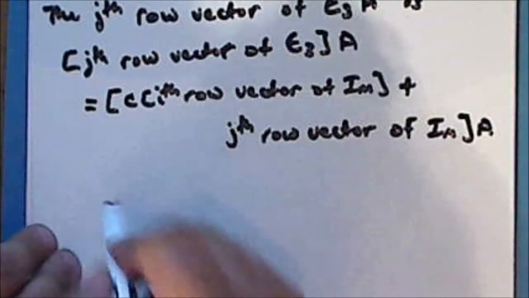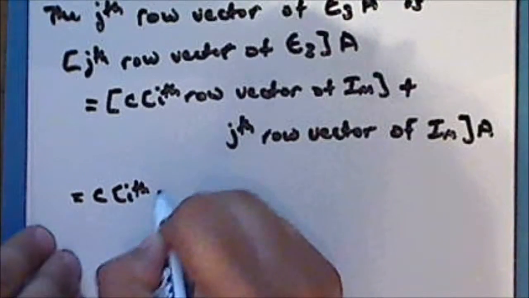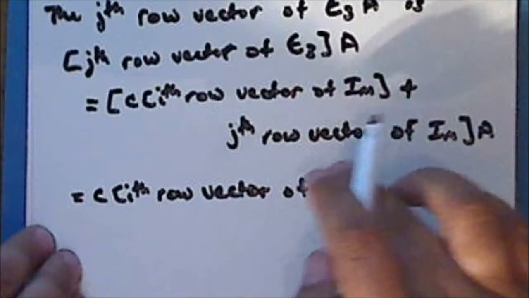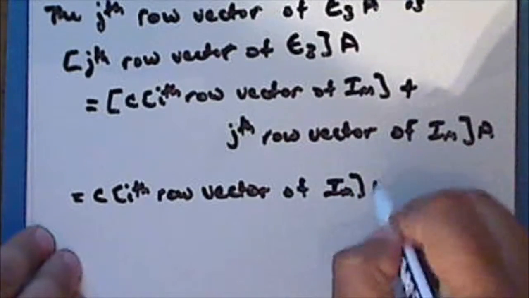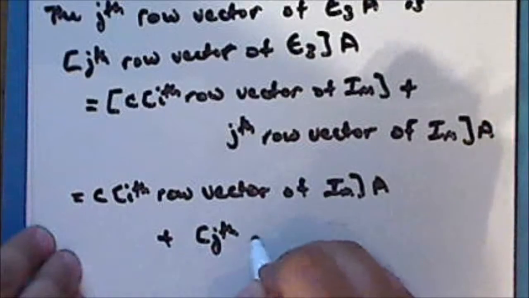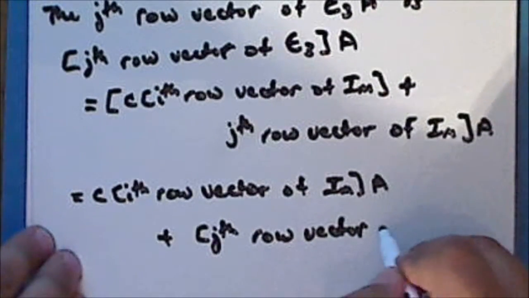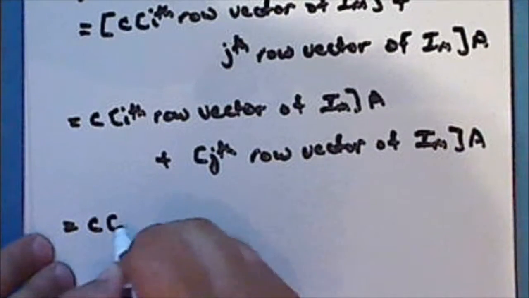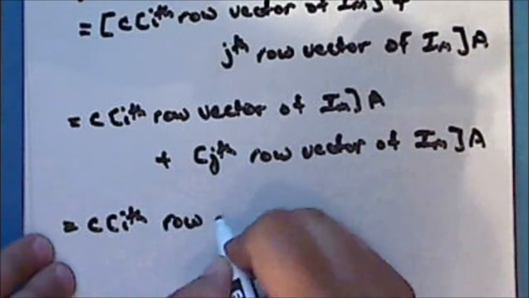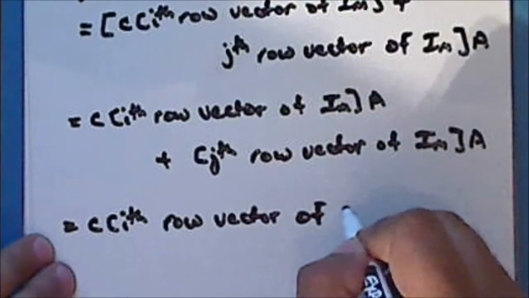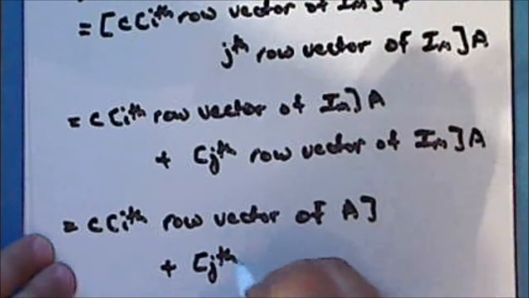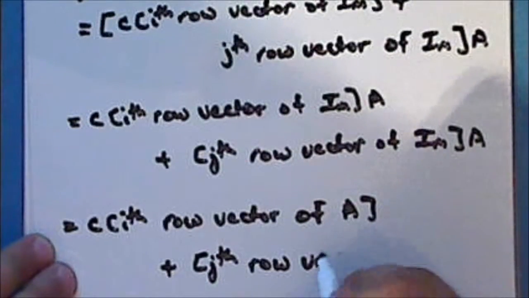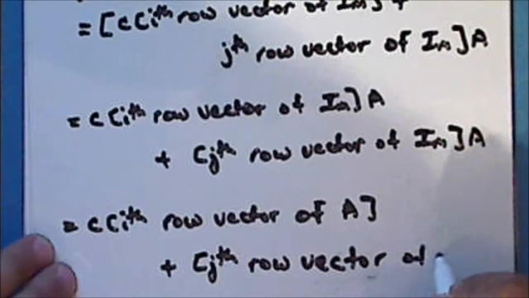So applying the distributive law, we have C times the ith row vector of the identity times A plus the jth row vector of the identity times A. And so this is C times the ith row vector of the matrix A plus the jth row vector of the matrix A.